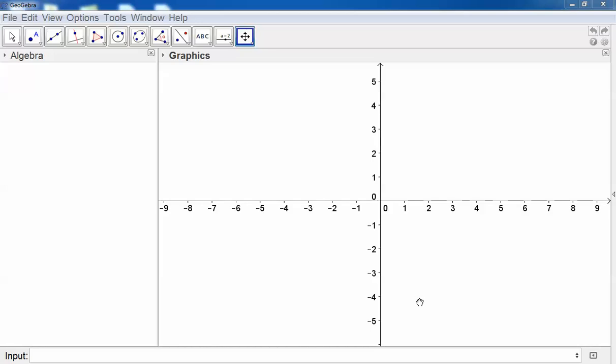Let's construct a few graphs in GeoGebra. To construct a graph, just click on the input bar. You can type any equation, for example, 3x plus 2y equals 6, and hit the enter button on the keyboard.